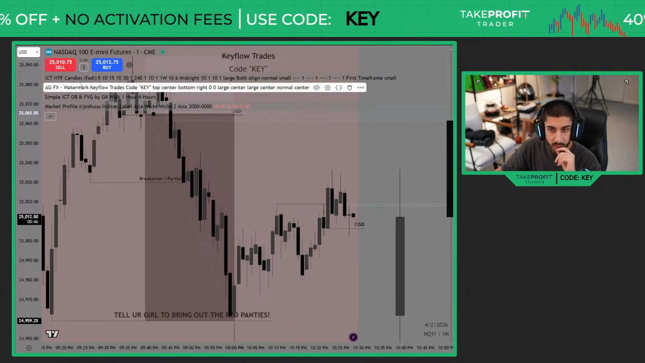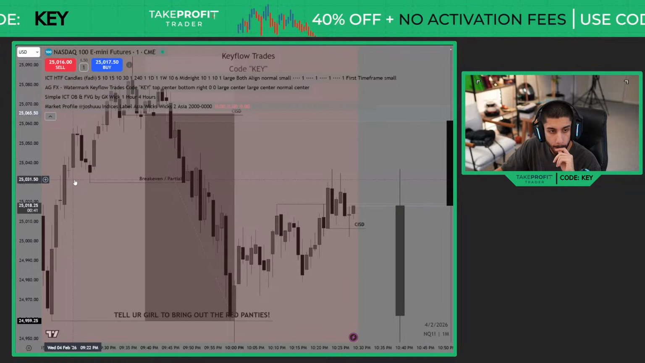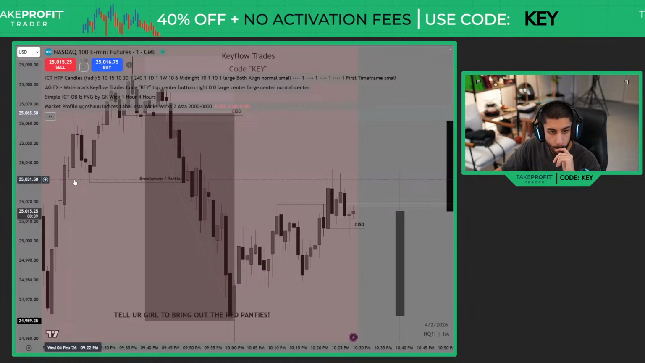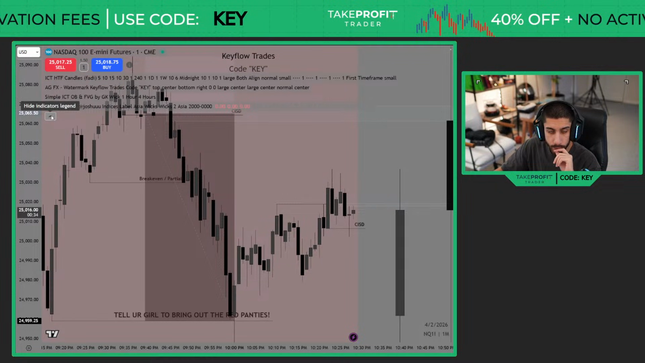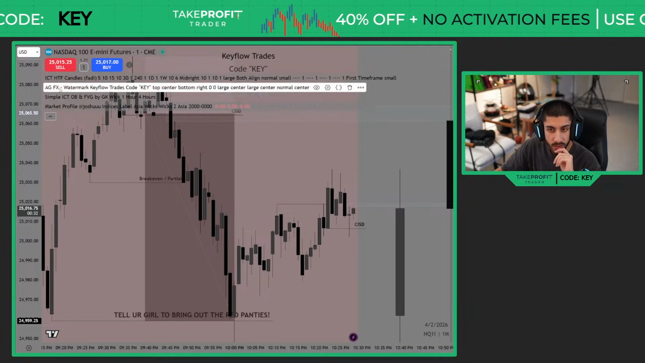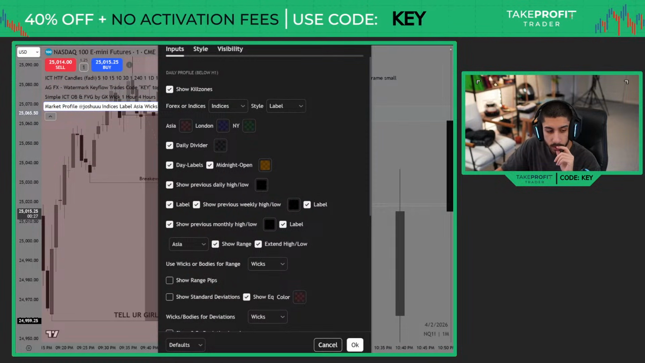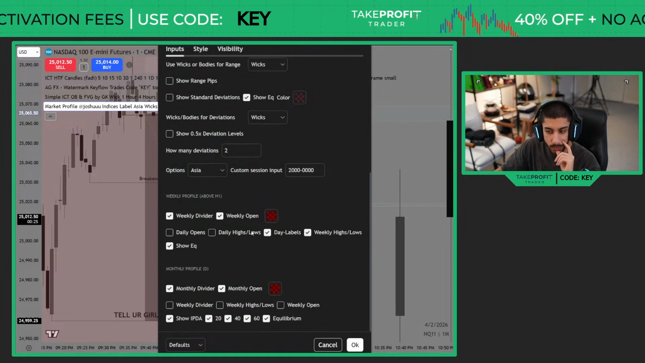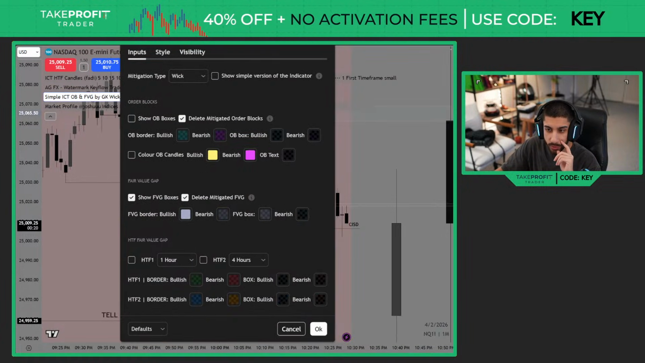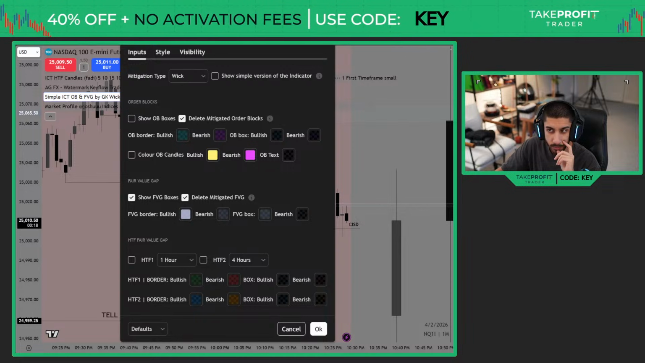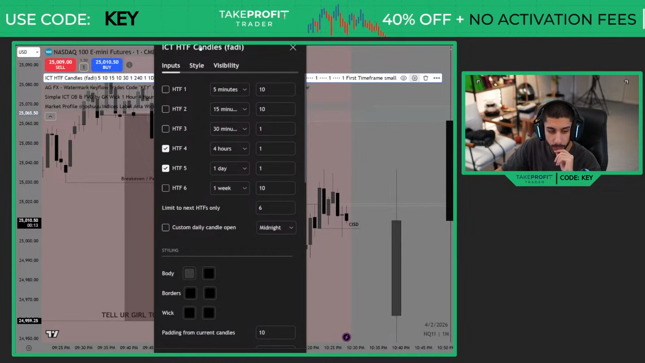Indicators for NASDAQ and gold. These are my indicators right here. Settings. You guys want to see the settings? Okay, here's my market profile one. Here are my settings. Here's my order block and FVG one. And here's my higher time frame candle one.